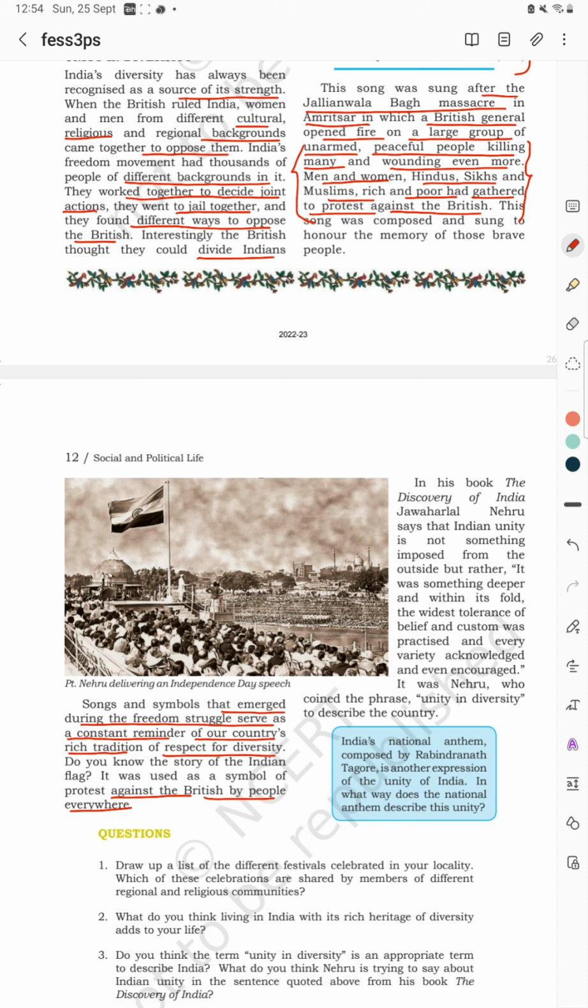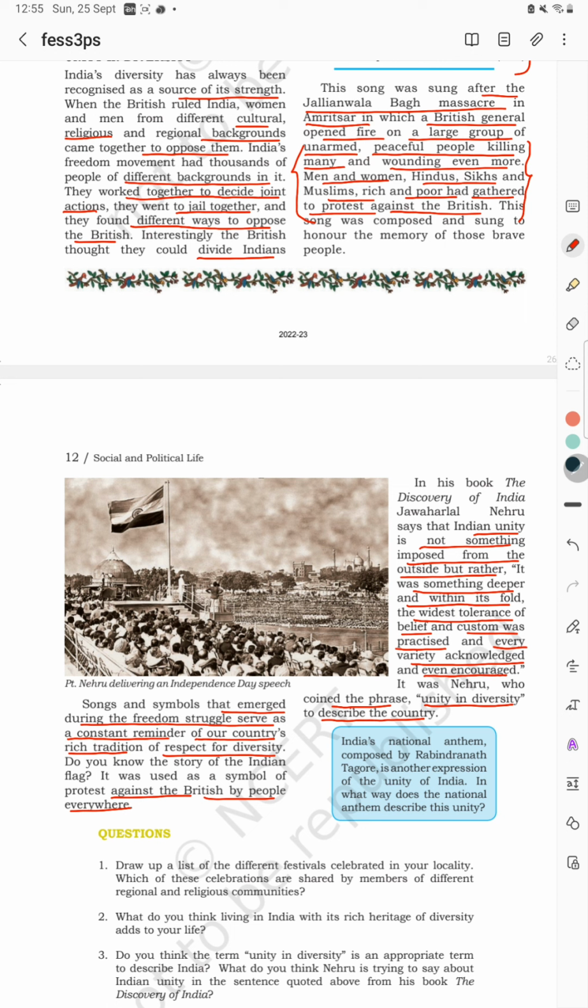In his book Discovery of India, Jawaharlal Nehru says that Indian unity is not something imposed from the outside, but rather it was something deeper and within its fold. The widest tolerance of belief and custom was practiced, and every variety acknowledged and even encouraged. It was Nehru who coined the phrase unity in diversity to describe the country.